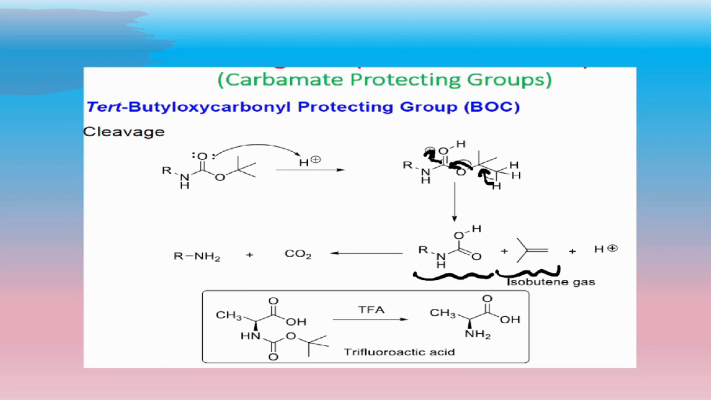And from this, you know that carbamic acid is an unstable acid. So what happens when you heat this particular compound? Carbon dioxide is eliminated. From here carbon dioxide is eliminated, resulting in the formation of amine and carbon dioxide. So this particular Boc protected alanine, what happens in the presence of trifluoroacetic acid? You will get alanine.